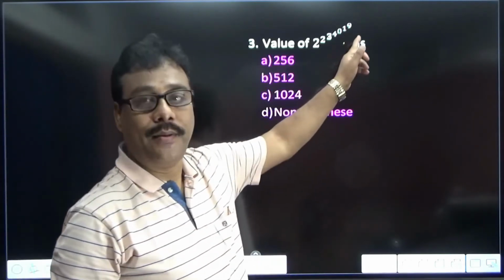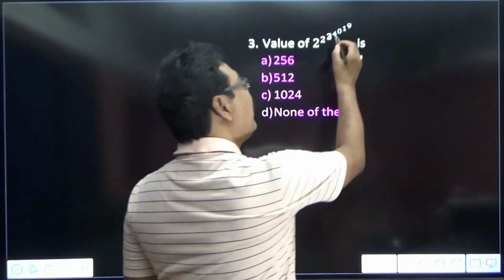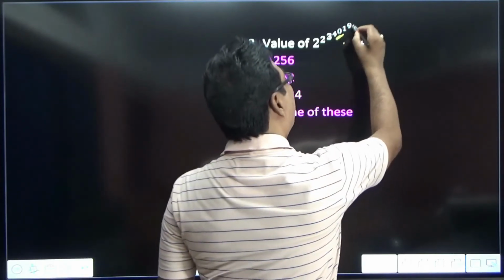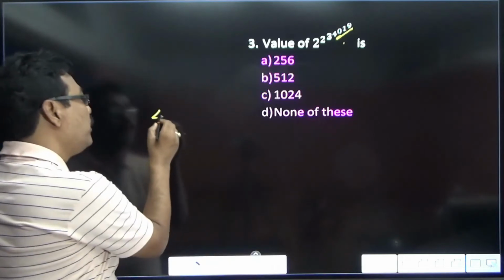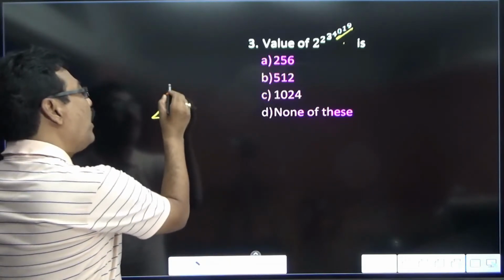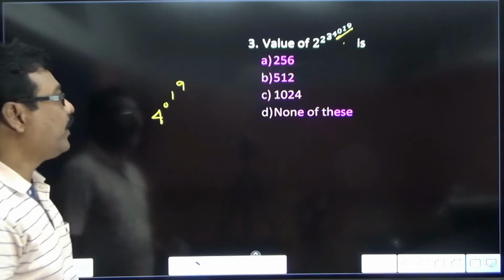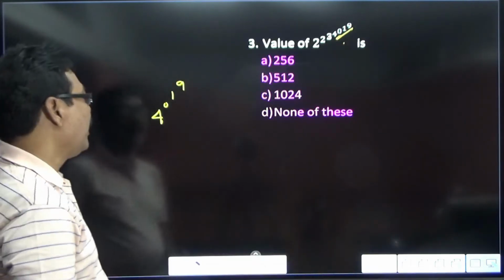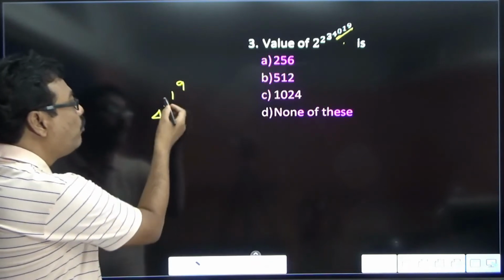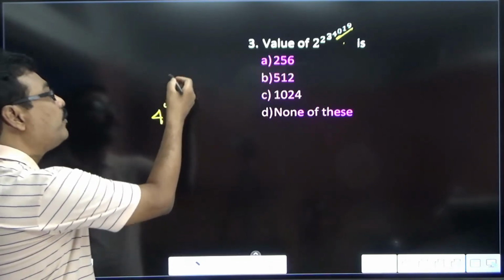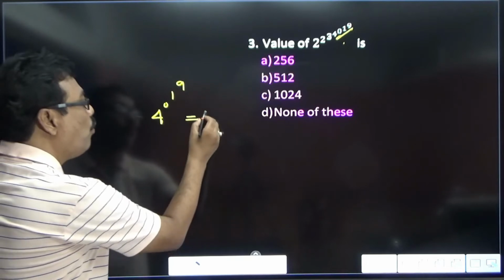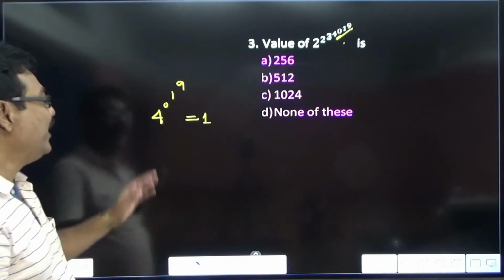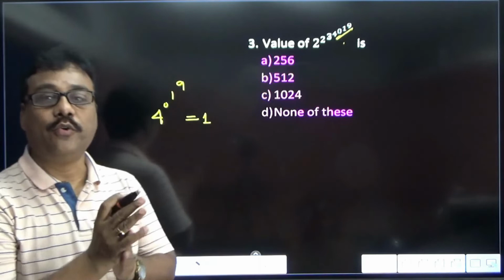This is 0. Okay. Then before that 0, we have got 4 here. So that is 4 to the power 0 to the power 1 to the power 9. What we will do actually, I can write 4 to the power 0 to the power 1 to the power 9 is equal to 1, because we know anything to the power 0 is equal to 1.